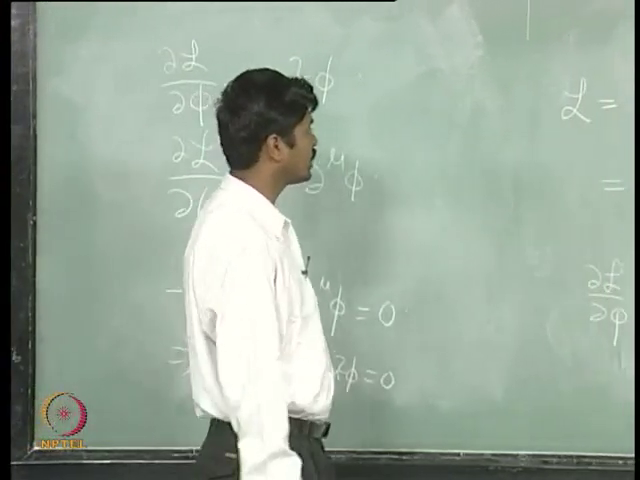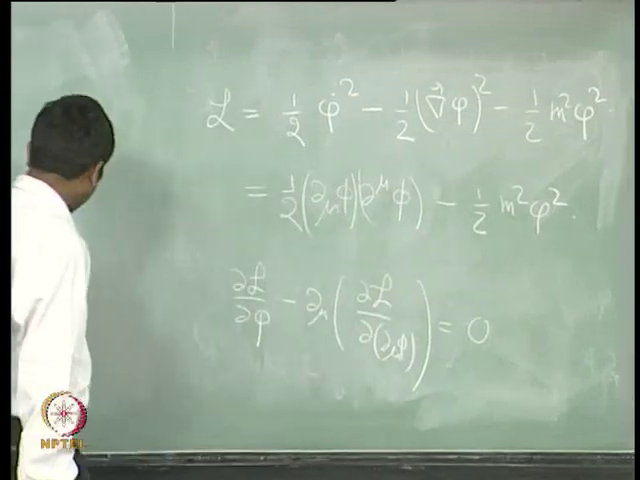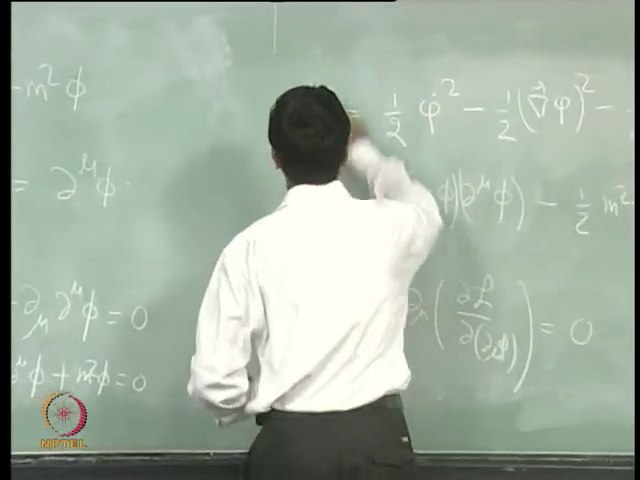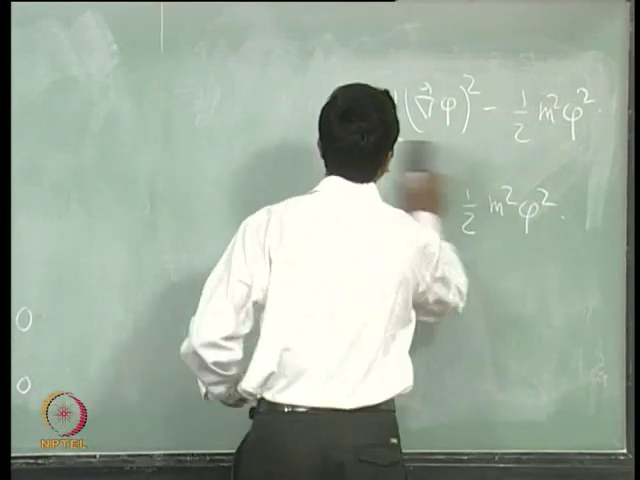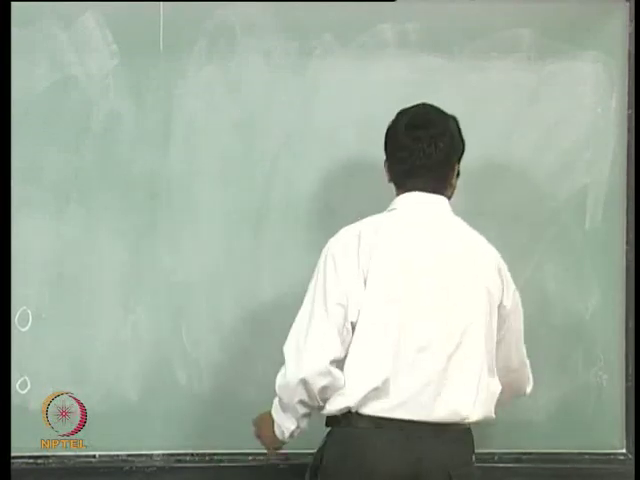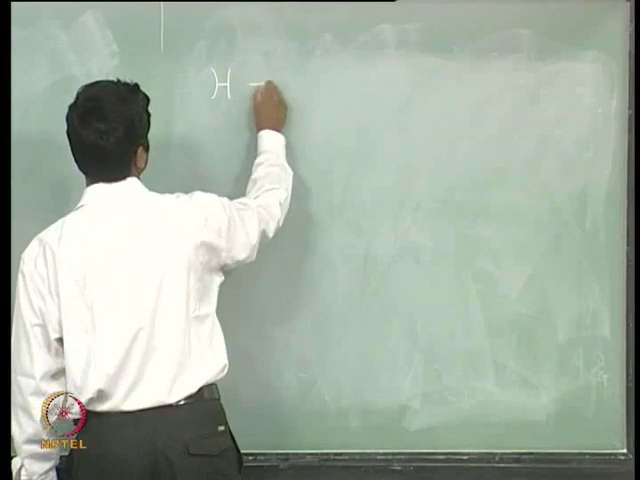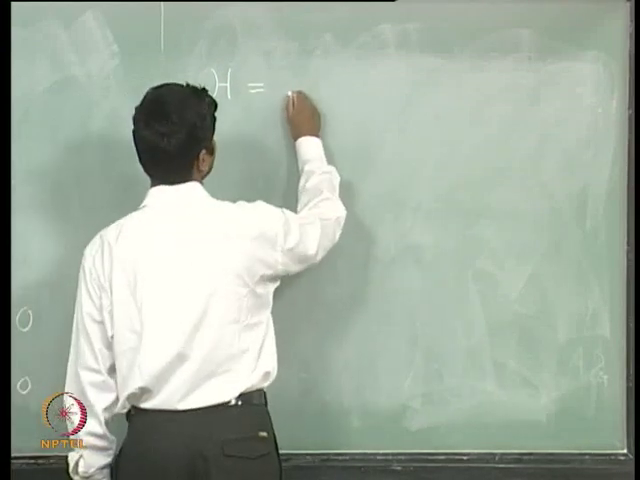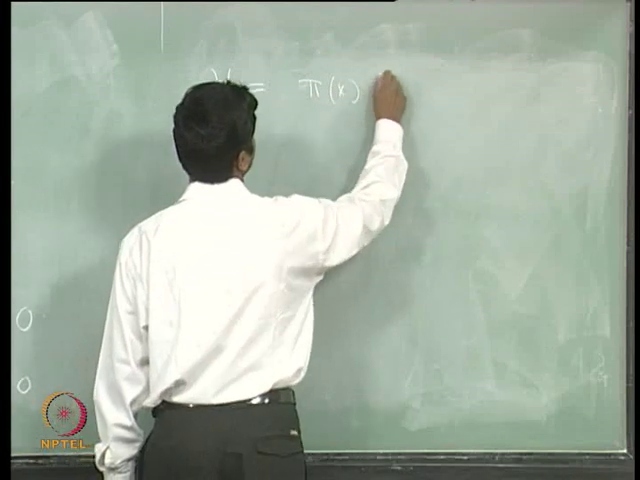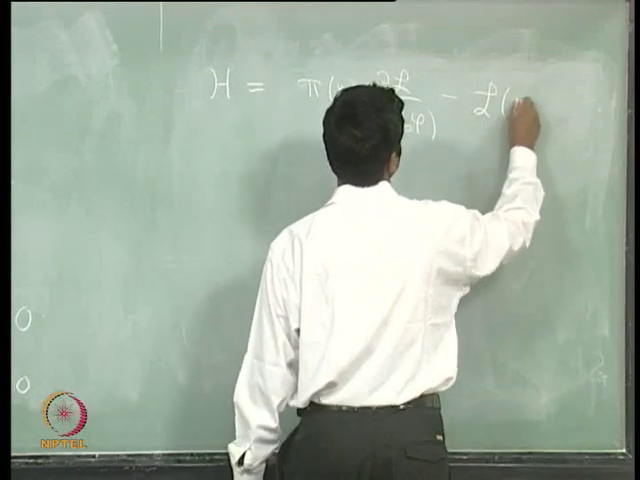So this field here is actually a Klein-Gordon field. Now what we will do is we will find the Hamiltonian density for this system, and we will see what we get. So we have already introduced the Hamiltonian density. H is equal to pi of x del 0 phi minus L, where pi is del L over del of del 0 phi.